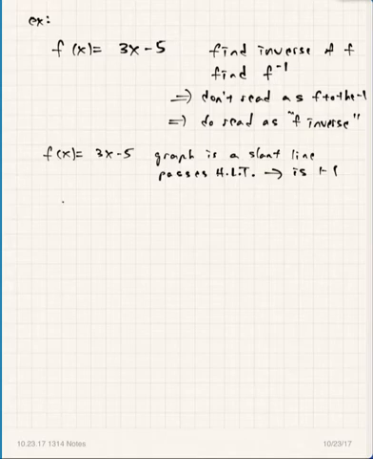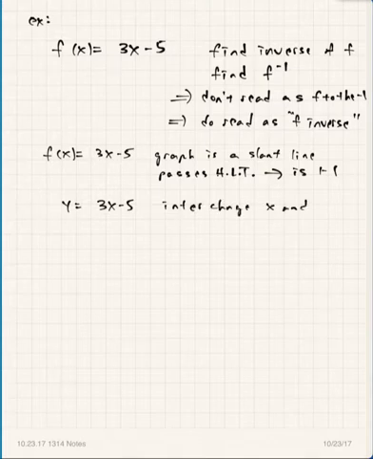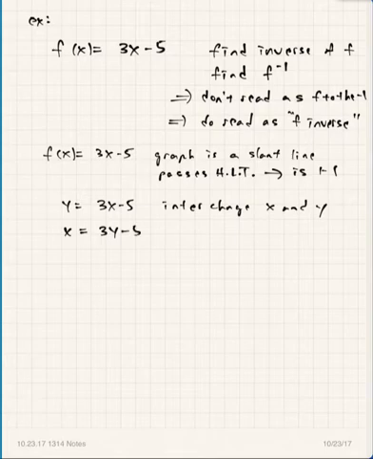So what do we do? Instead of f of x, we write y equals 3x minus 5. And then, like I just wrote on the last screen, we interchange x and y. So that means wherever you see a y, you put an x, and wherever you see an x, you put a y. Because that's what inverses do, they interchange x and y values. So you're just taking advantage of that.